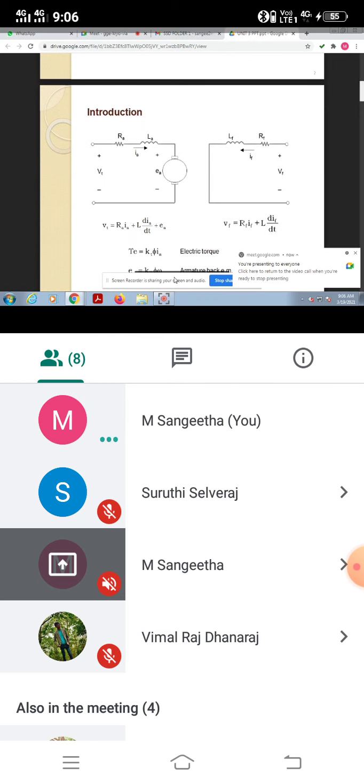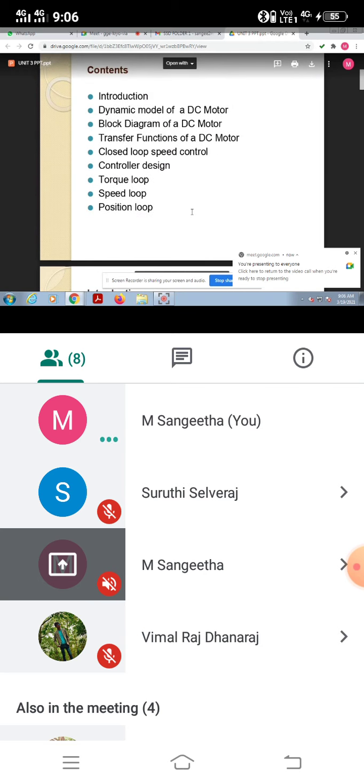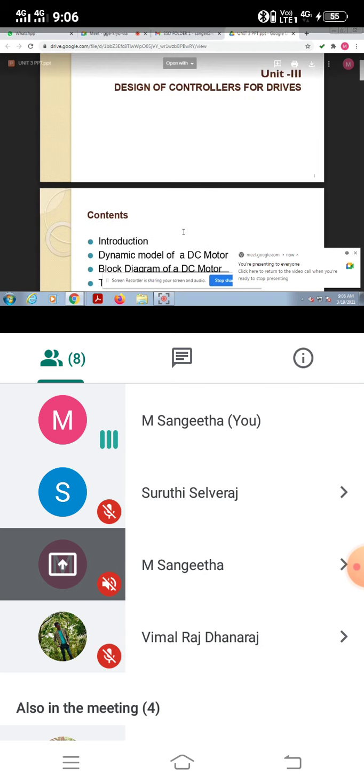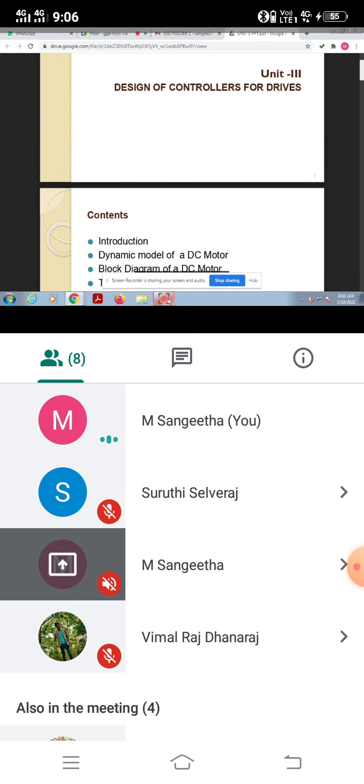Okay. Before we see all these topics, we must know about the design of controllers for a drive. The drive is a technical component that always consists of some electrical and electronic components to control the mechanical power, which we call a drive.